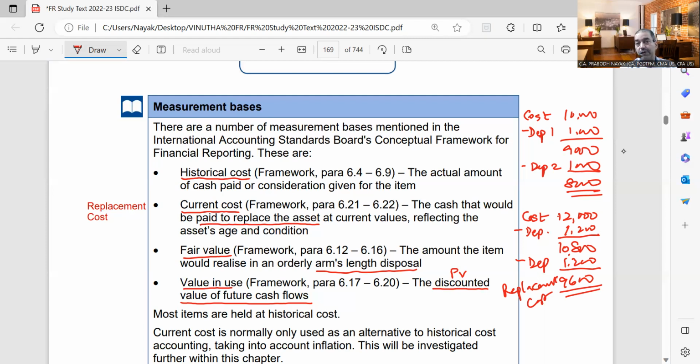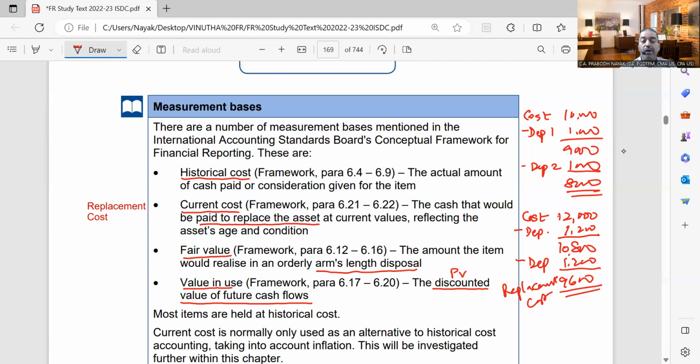Because the transaction is not taking place between two strangers. You are my student, and therefore I am giving you a discount. To an outsider, to an unknown person, I will not give a discount. To an unknown person, I will sell it for 1,000 rupees. So 1,000 rupees is the fair value, not 700. 700 is a selling price which is given to a related party. We call it related party transactions. So fair value is the market value or the price at arm's length disposal.